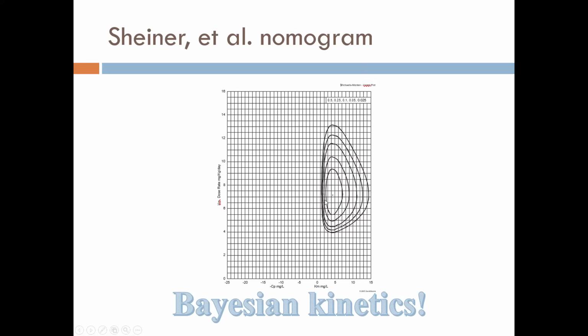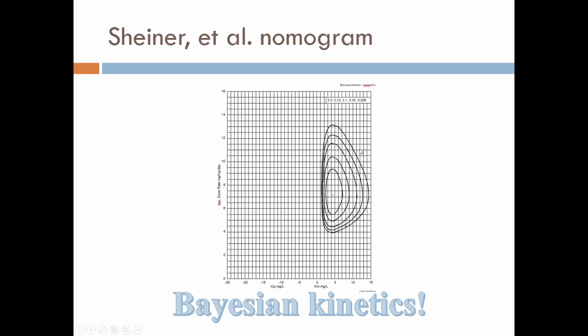have students use it. It uses Bayesian kinetics. I don't know if you've heard about Bayesian kinetics before, but Bayesian theory is basically that the past is the best predictor of the future. So what it does is it utilizes predictive statistics to try to figure out from one level what your patient's Km and Vmax are.